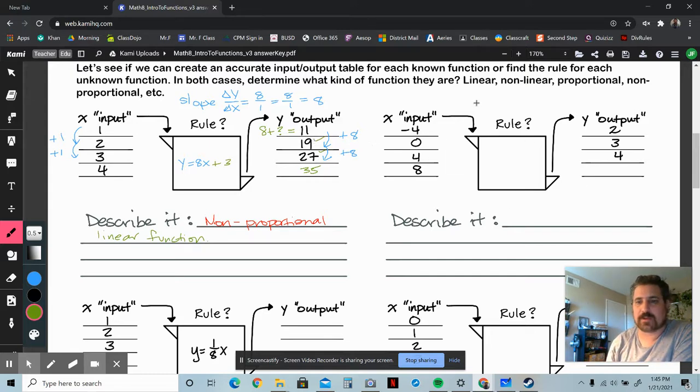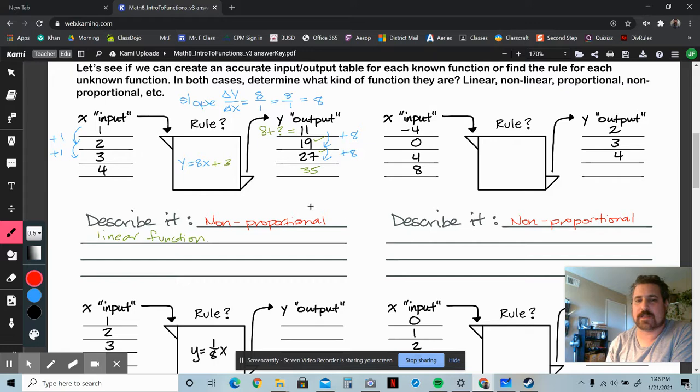So on the next problem here, we're going to go through the process again. First thing, is it proportional? Well, I can see here that 4 times 1 would be 4. So is 0 times 1 3? No. So right then and there, I can say it's non-proportional. So we know this is non-proportional, so that's the first thing we would write in our description.